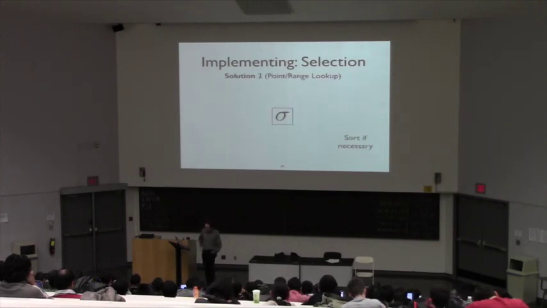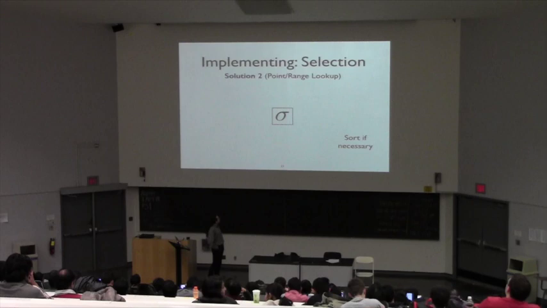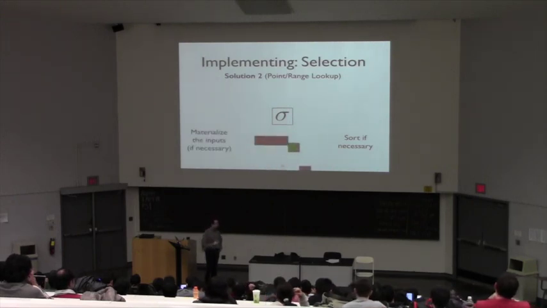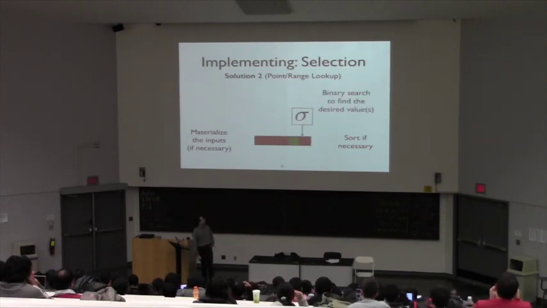There's a slight variant of this, which may make sense in some cases, which is to actually take all of the inputs and first sort them, and then use a binary search over the materialized inputs to find the tuple that you're looking for.